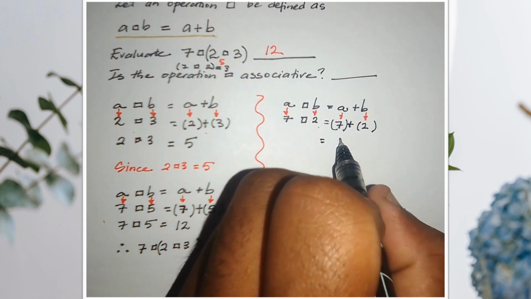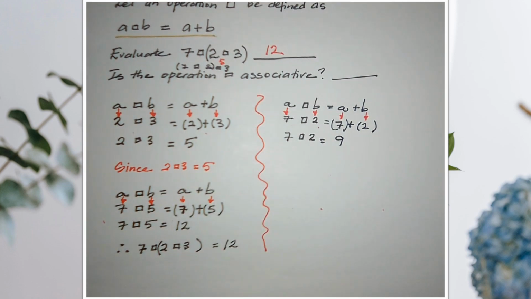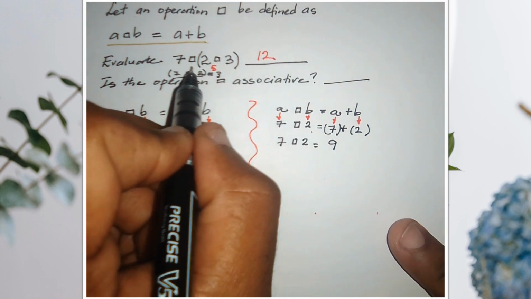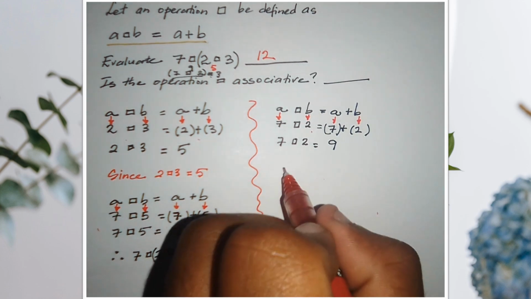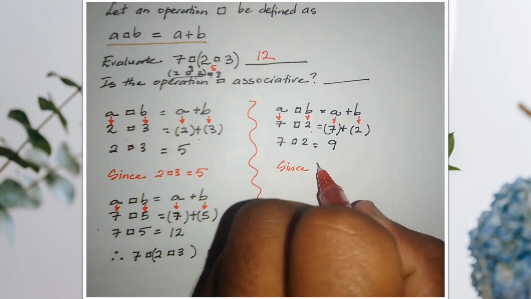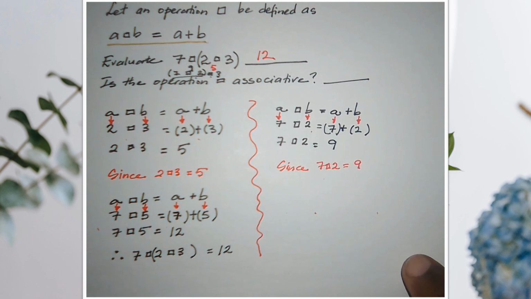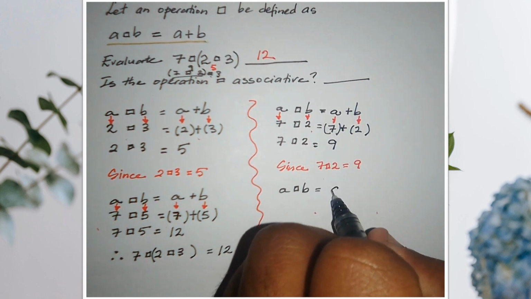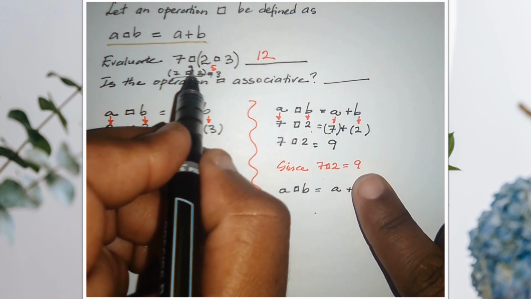So 7 plus 2 will give us 9. So 7 box 2 is equal to 9. So notice that this part is equal to 9. So we're going to have to work 9 box 3. And that's all because 7 box 2 was equal to 9. So we're going to work back the original binary operation. A box B is equal to A plus B. And this time we're going to work out 9 box 3.